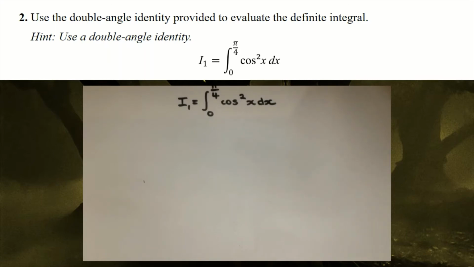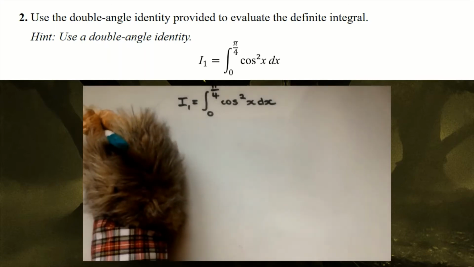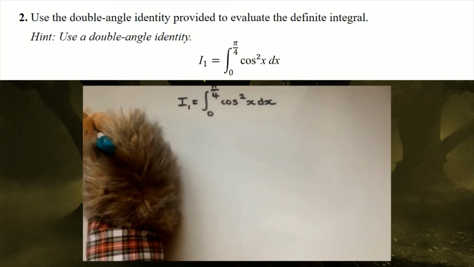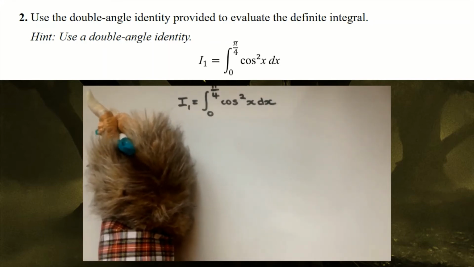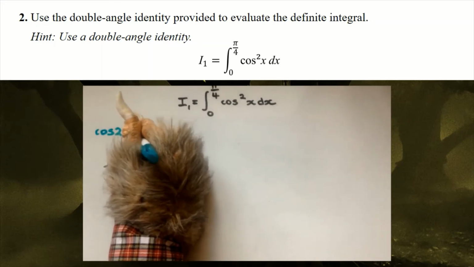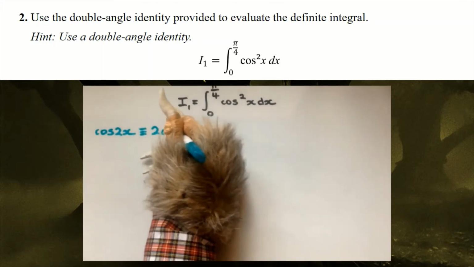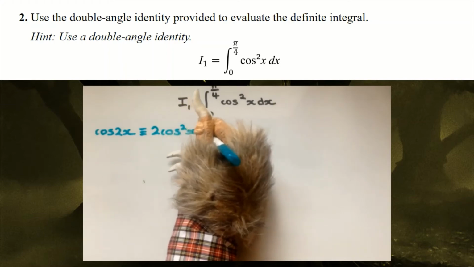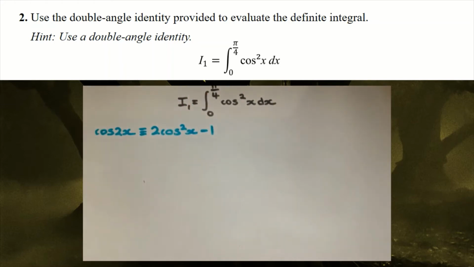I'm going to write down the one which I feel is the most useful at the moment anyway. So if I write down cos of 2x is identical to 2 cos squared x subtract 1. I say this is the most useful because the alternative would have been cos squared subtract sine squared, but then you would have to have dealt with the sine squared, and we're not going to do that in this question. So here I can rearrange this by adding 1 and dividing by 2 to make cos squared x the subject. So let's do that now.